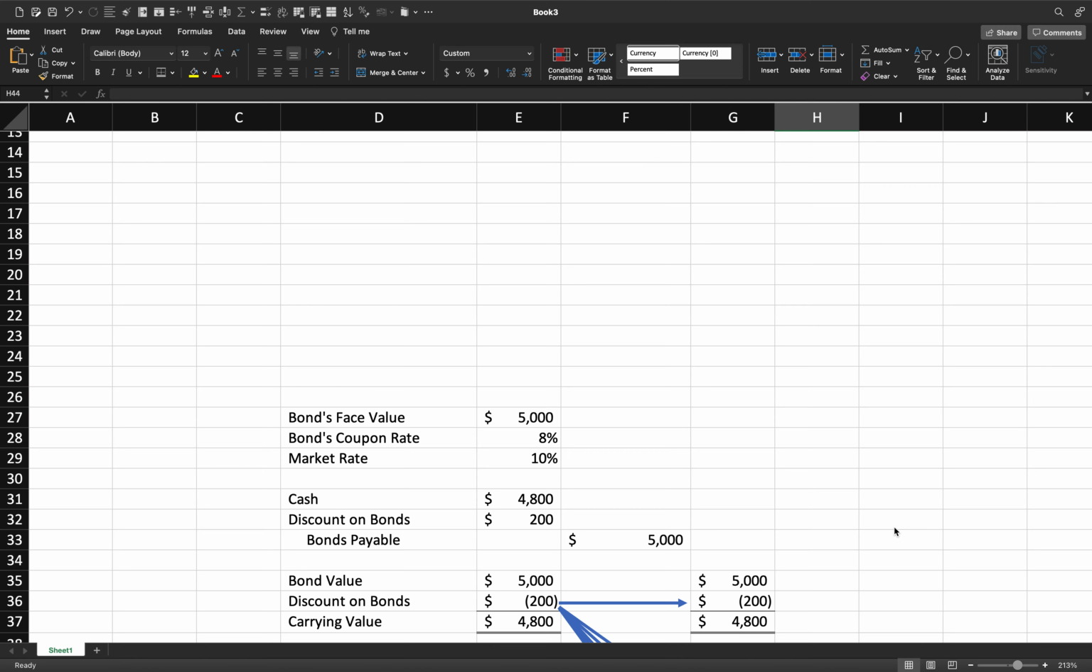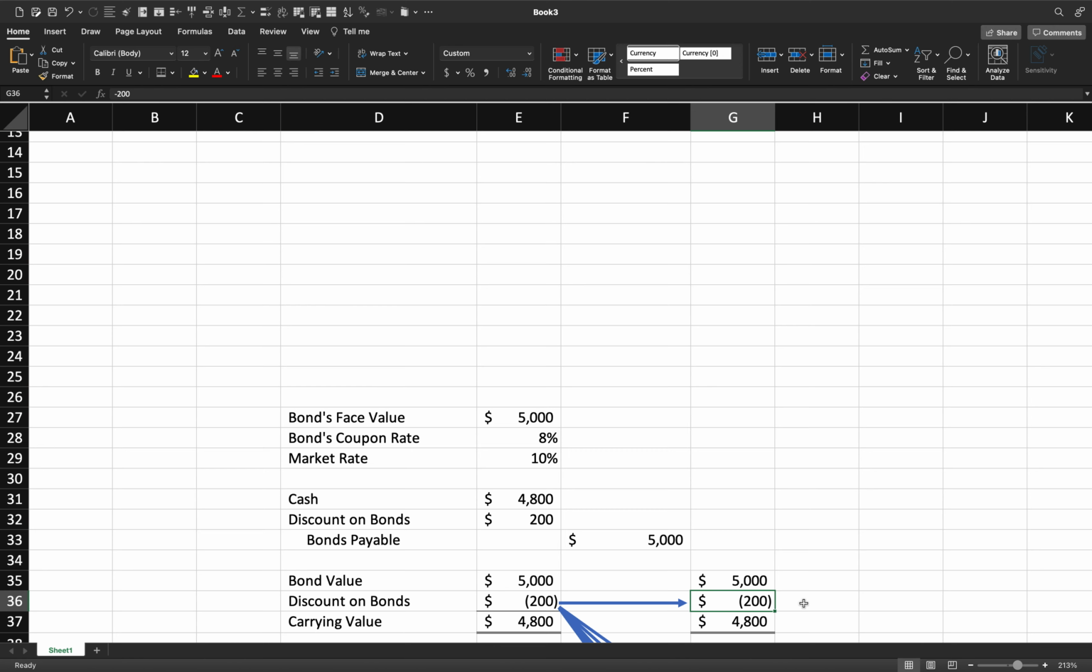This is all well and good, and now you're wondering, okay, that makes sense, but what happens to this discount on bonds account? What happens to it? Well, the interesting thing about this account is that once the parent account, the bond payable, and we're writing that down as bond value, ceases to exist at the end of the term, this discount on bonds also needs to end at that point.